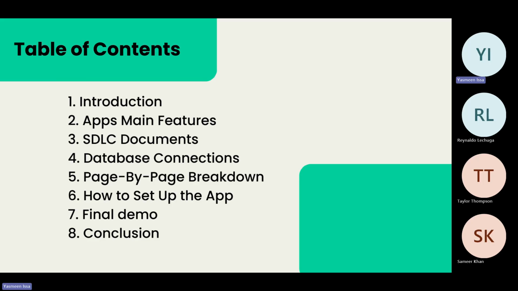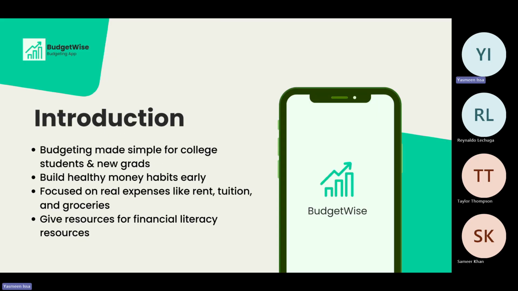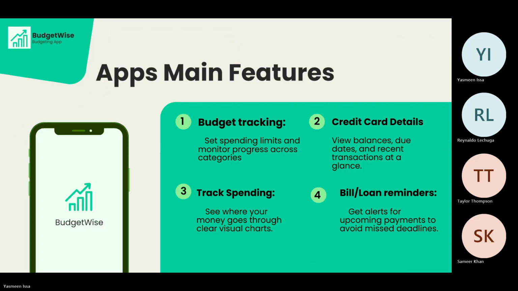And we have our table of contents. We're going to go over what we're going to present today. So, going into what Budgetwise is: Budgetwise is an app which makes budgeting simple for both college students and new grads. It's going to help build healthy money habits early, and it's going to focus on real expenses like rent, tuition, groceries, and it's going to give resources for financial literacy to help improve. Some of our main features in the app include budget tracking, credit card details, track spending, and loan reminders.